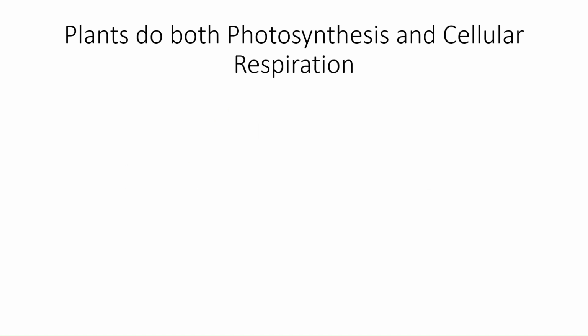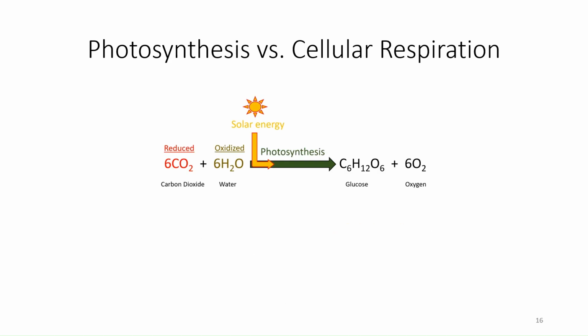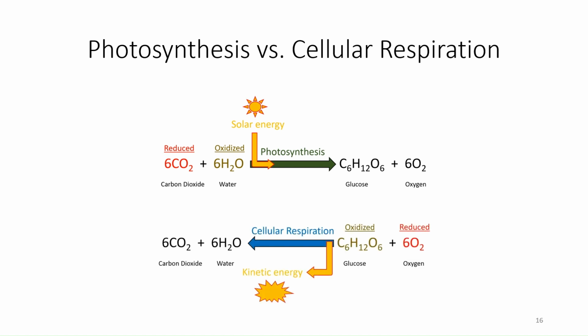Another thing to keep in mind is that plants do not just do photosynthesis, they do photosynthesis and cellular respiration. Yes, they have chloroplasts and they also have mitochondria as well. And so they make glucose when they are photosynthesizing. And when they want to release the energy built up in that glucose, they can break it down through aerobic respiration to release the kinetic energy stored in those chemical bonds through the process of oxidizing glucose and reducing oxygen.